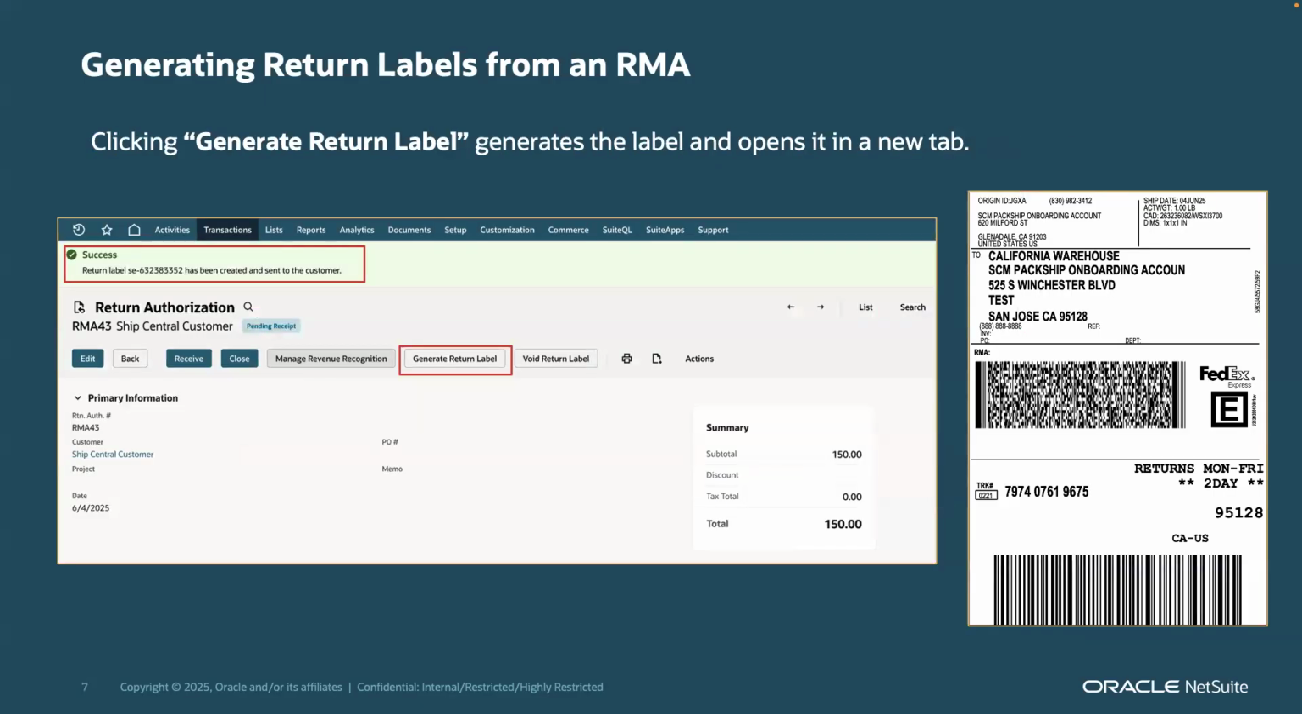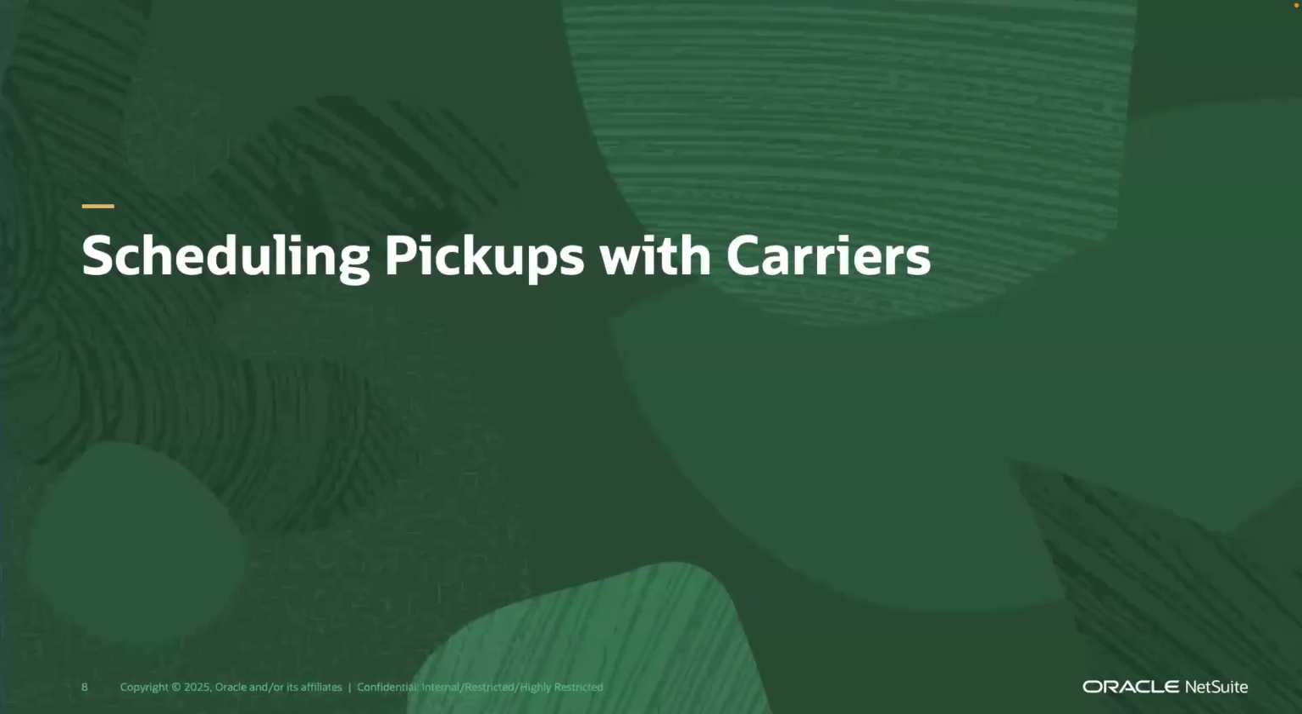And finally, one click on Generate Return Label creates the label and opens it in a new tab. You can print it, save it, or email it right away. It's fast, it's simple, and it saves your team countless manual steps. Now, once the label is ready, the next logical step is making sure the carrier picks it up. And that brings us to our next feature.